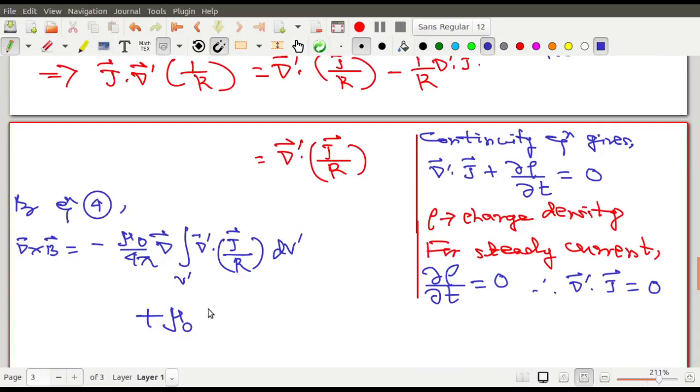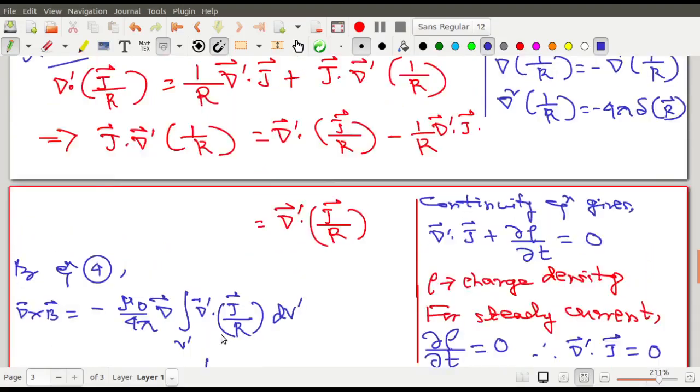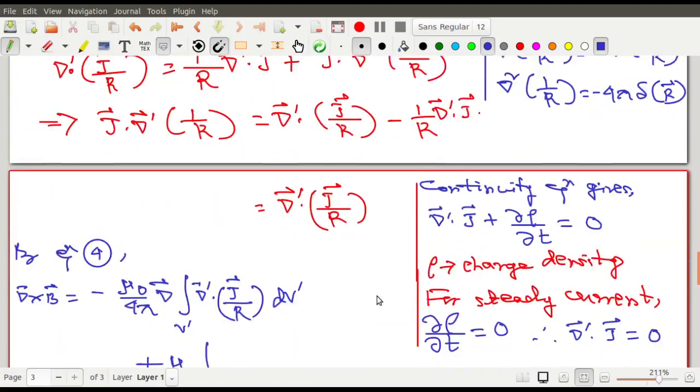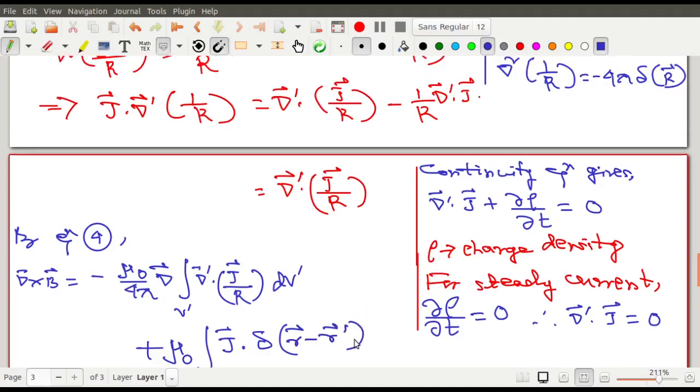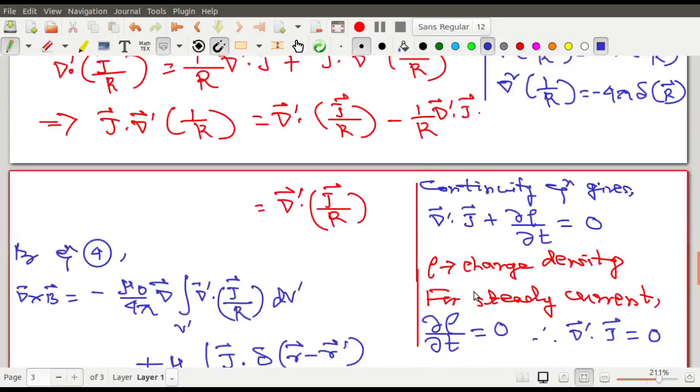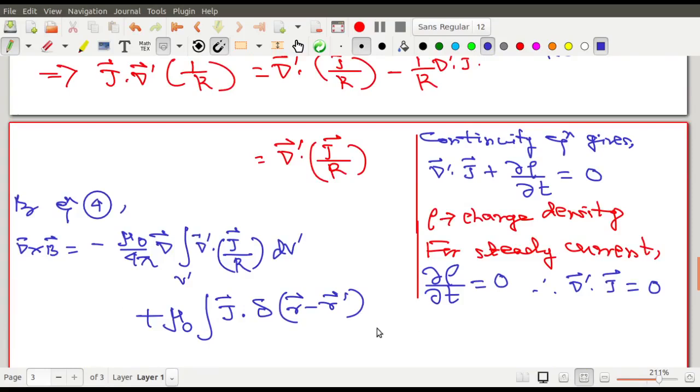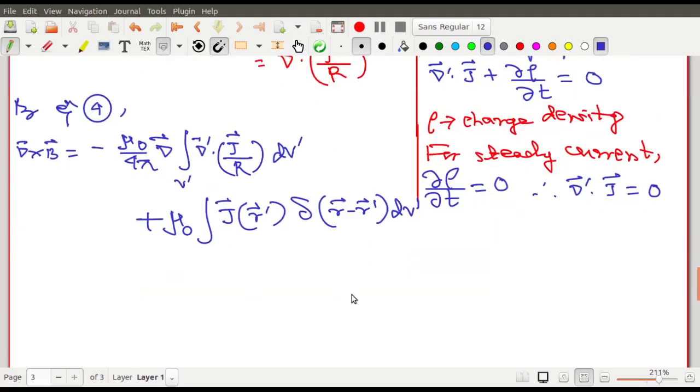So this is mu 0. Then there is an integral J dot delta function of, now this capital R, you know it is R minus R dashed, and there is a dV dashed. One thing I must mention: this J is a function of R dashed. I should write it now. This is R minus R dashed into dV dashed, right? Everything is in order? You understand everything?